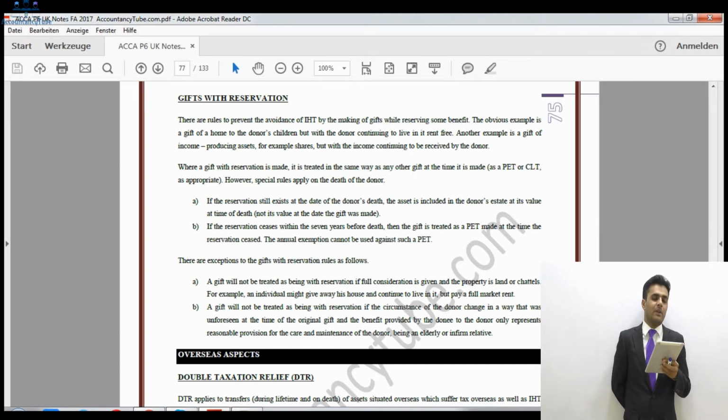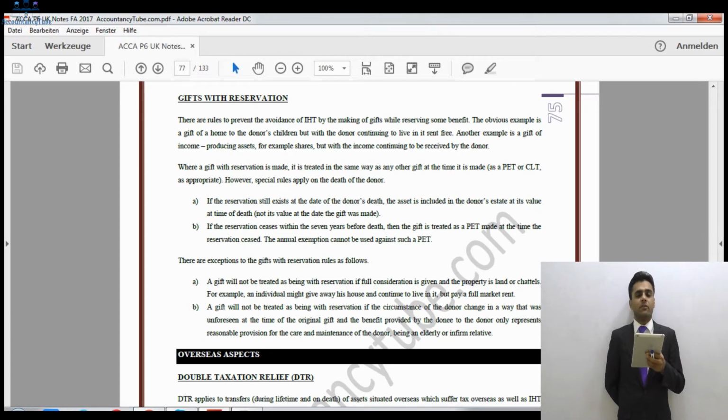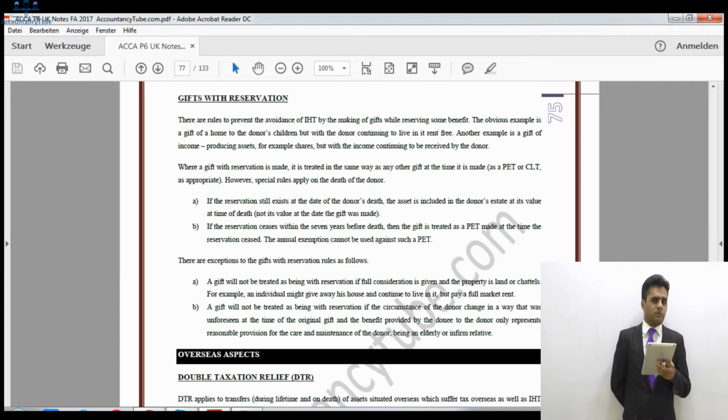Now in that case, it will be assumed that it is my death estate, so it will be added in my death estate when I die. Right? So that is a gift with reservation, which means I've gifted, but I have reserved the benefits of those assets. Now this gift with reservation will not apply if I am paying the market rent on that house. Alright, so say for example I have transferred the gift but I continue to take the benefits, but I'm paying the market rate of rent, then in that case gift with reservation will not apply.